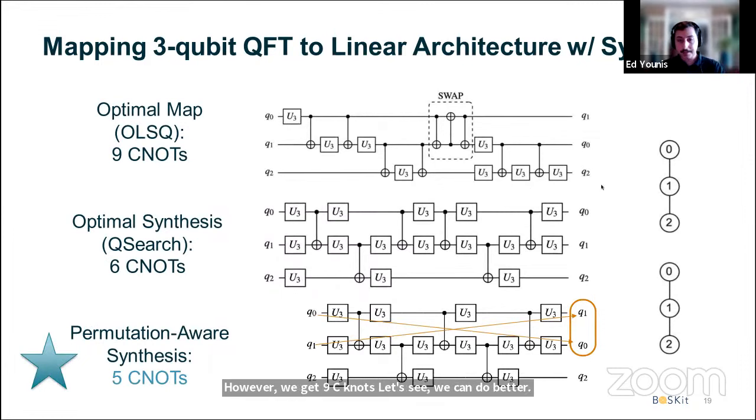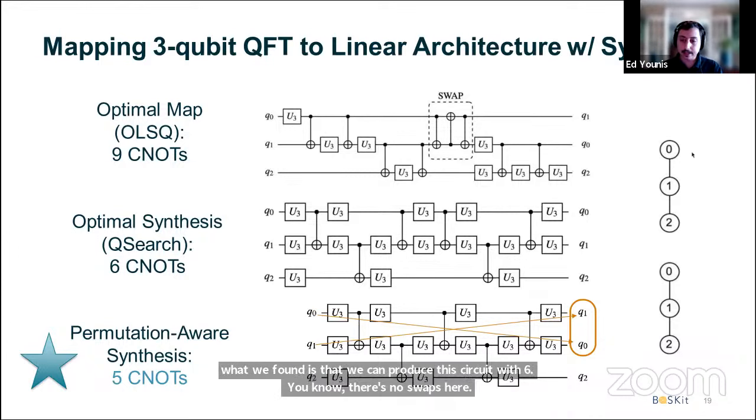So I have here, again, the optimal map. This is the OLSQ algorithm, and this is any traditional mapper that inserts swaps. This is the best that you can do for this algorithm. QSearch, I talked about that. It is able to do topology-aware synthesis. So this is completely looking at the circuit, rebuilding it from scratch, from its unitary. We took the function out, we varied the structure, we built up the structure in a way that already maps to this linear architecture. And what we found is that we can produce this circuit with 6 CNOTs. There are no swaps here. The communication is implicit in the algorithm itself already. And this is linearly connected.